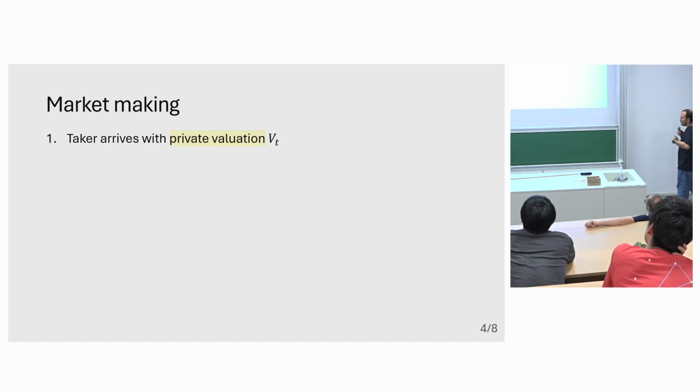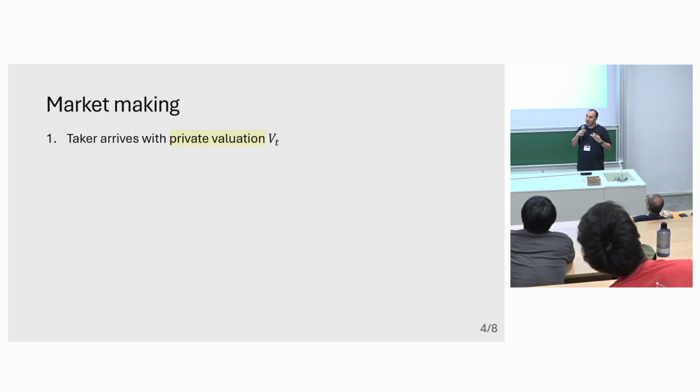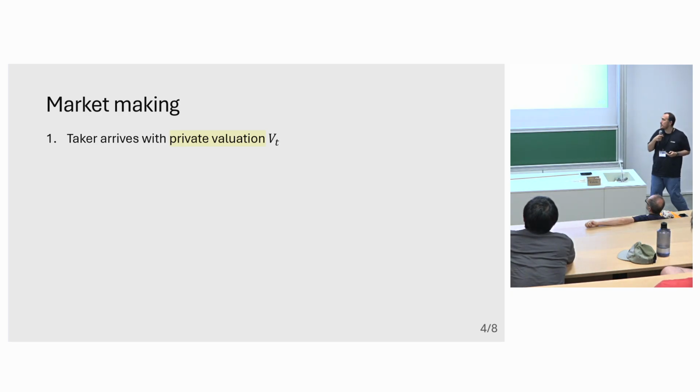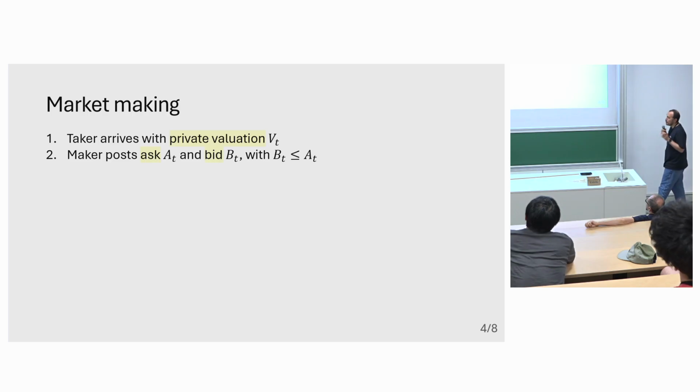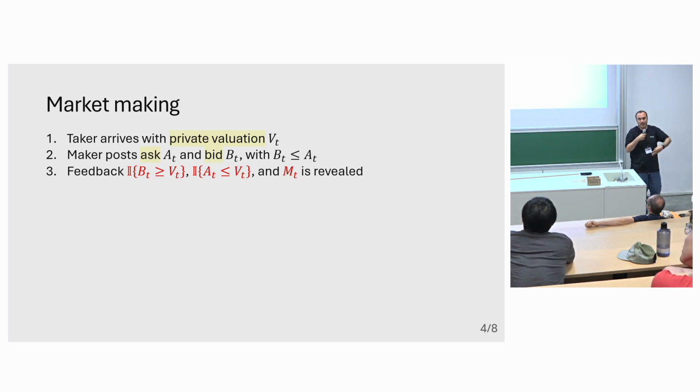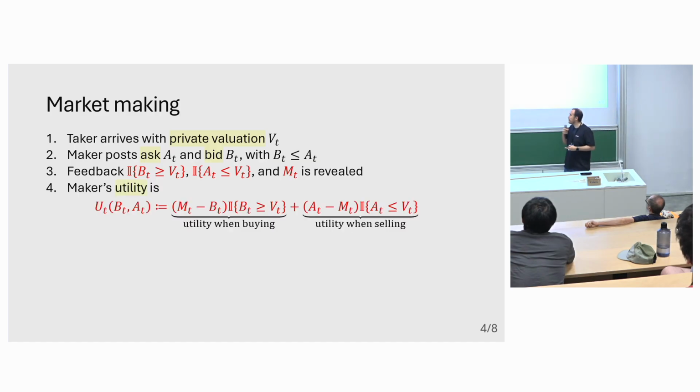This is a repeated online learning problem where at every time step, the taker, Yoshi, arrives with private valuation VT, a number between 0 and 1, say. Then the maker posts an ask and a bid, with, as I said, BT always less than or equal to AT. And some feedback is revealed. The feedback that is written there is just saying whether the taker is buying or selling and the market value of the item at the end of the day. And then the maker obtains some utility.